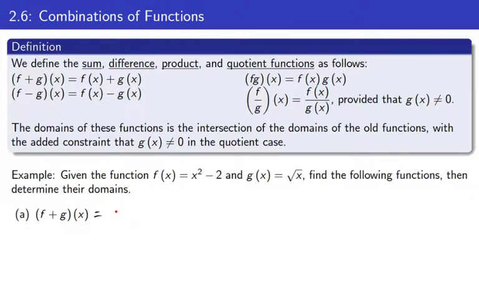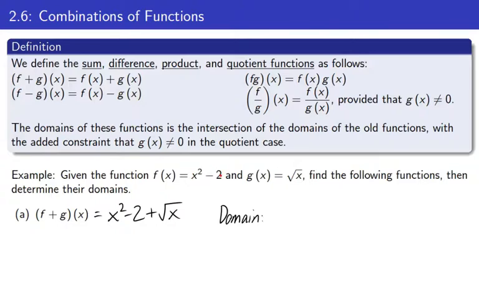f of x plus g of x is just x squared minus 2 plus the square root of x. That's all it is. You add the two together. But the domains need to be taken into account. Now, as we discussed in the first section, for a domain you either have a 0 in the denominator or a negative in the square root as far as what we have to watch out for. There are other cases, but for our intents and purposes, that's all we have to pay attention to.